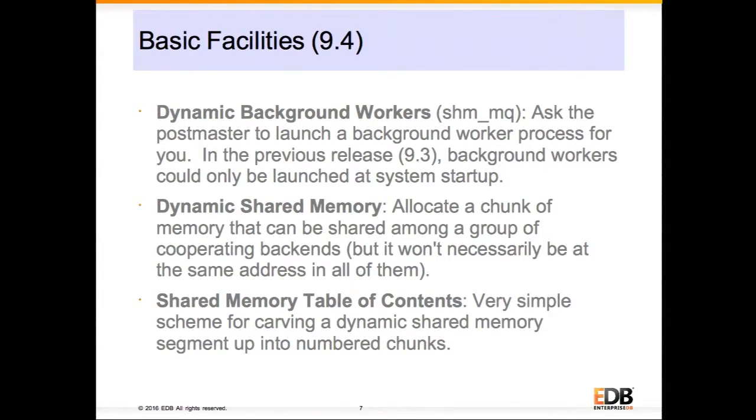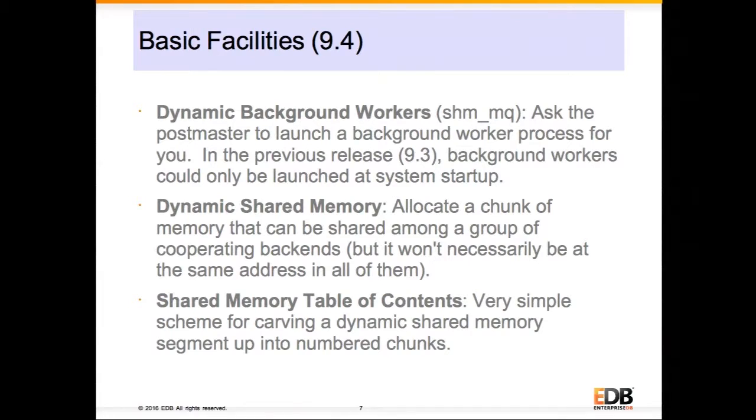So the purple stuff, we have dynamic background workers, which means that you can have the Postmaster launch a background worker process for you. Previously, we had background workers, but they could only be launched at startup. Now they can be launched on the fly as the system is running, which is very important for parallel query because those background workers are going to become the worker processes for parallel query.